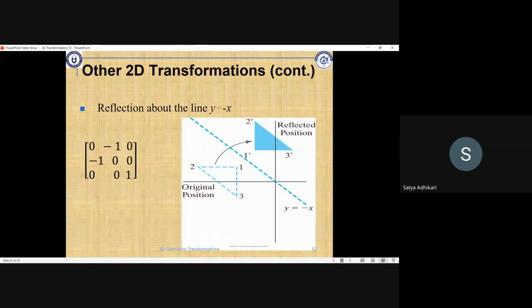But see, if we replace the above line with y is equal to minus x, that is 0, 0, 1 minus 1, 2 minus 2, 3 minus 3, that position. So here you see there is a minus sign in the first row and second row. So if we keep that picture, you will see the object is there, and the sign has changed. So this is the reflection about line y is equal to minus x.